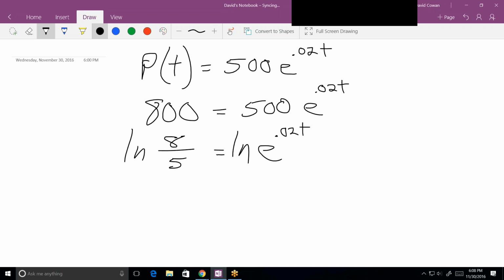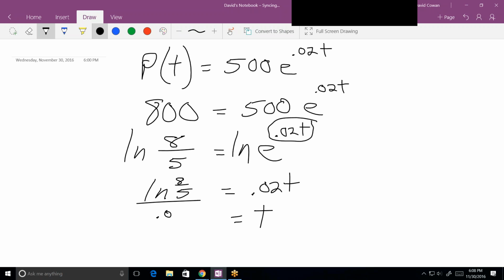What happens to the right side? It turns into 0.02 times t, because I can take that exponent, bring it down and put it in front of the natural log of e, and the natural log of e is 1. So it's equal to that. Now I have this, and to solve for t is relatively simple. t is going to be that divided by 0.02. And that number you're going to get out of your calculator.